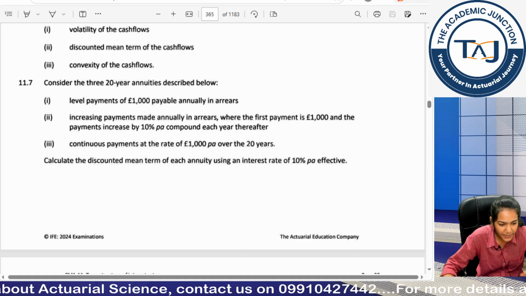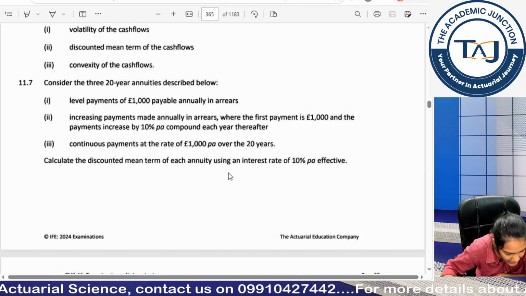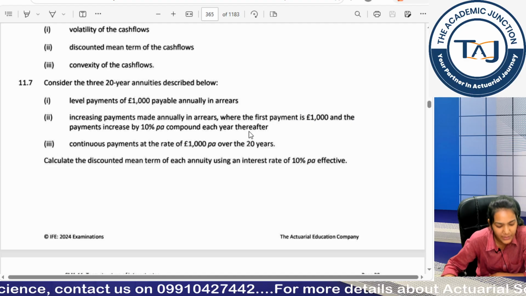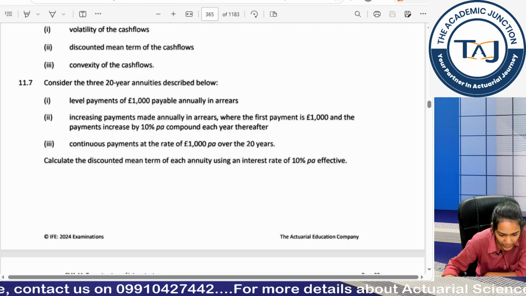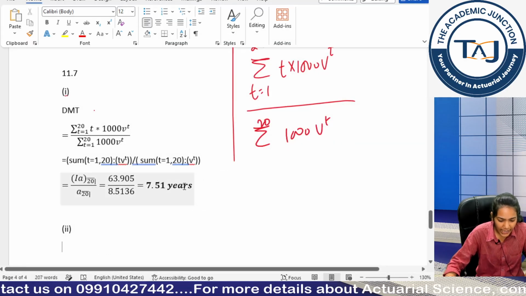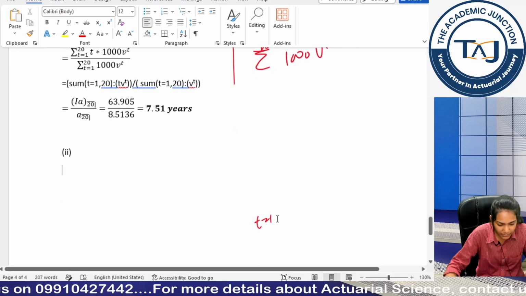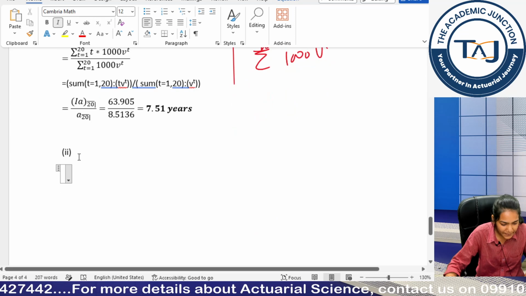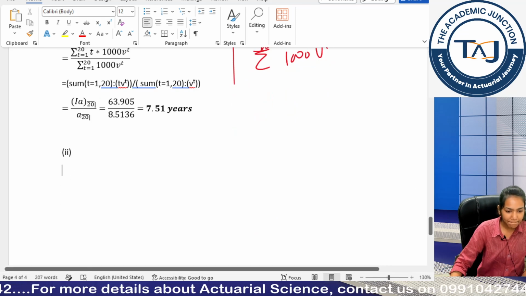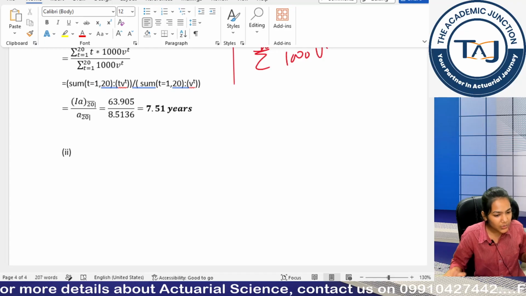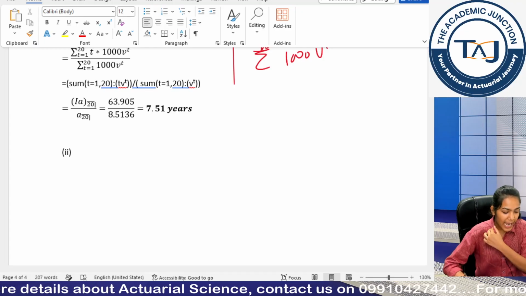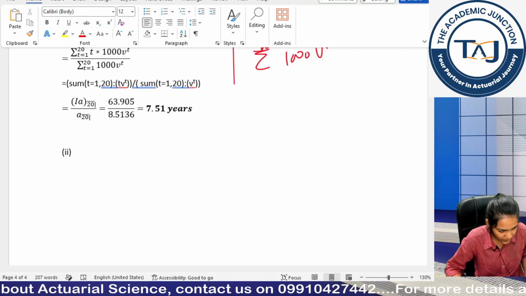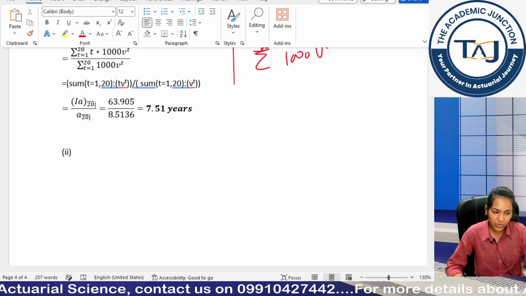So what is the second part saying? Increasing payments made annually in arrears where the first payment is 1000 and the payments increase by 10% compound each year thereafter. Okay, so let's do it. I will not copy paste anything, because let's keep the target of increasing the speed without copy pasting. You can again use copy pasting. I am not using it so that you know how we write in the normal approach as well, but I would recommend you to use copy paste.